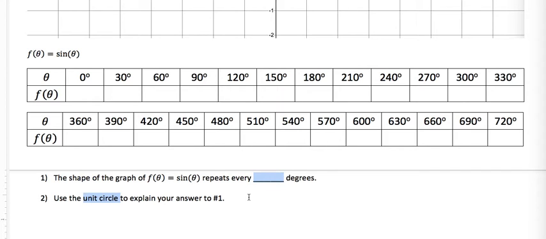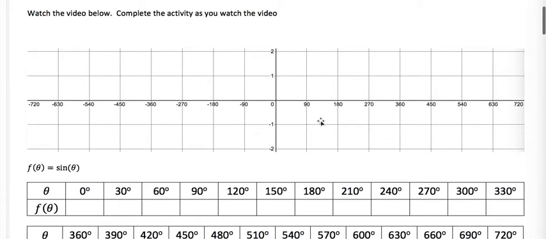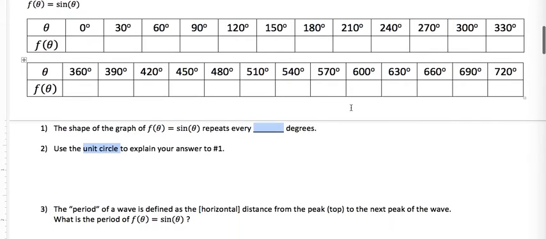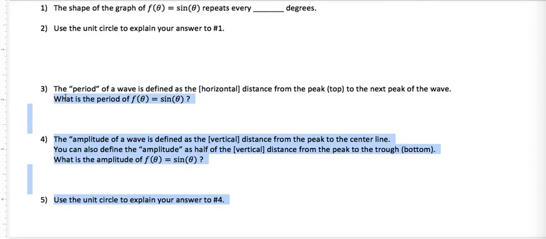Okay, once you are done with number 1 and 2, I want you to use your pattern to fill in the left side of this graph. So use your pattern to fill in from negative 720 degrees to 0 degrees. Pause the video here. Hit play when you're ready to continue. Okay, so now you should have a full graph. And at this point, I want you to finish answering number 3 through 5.